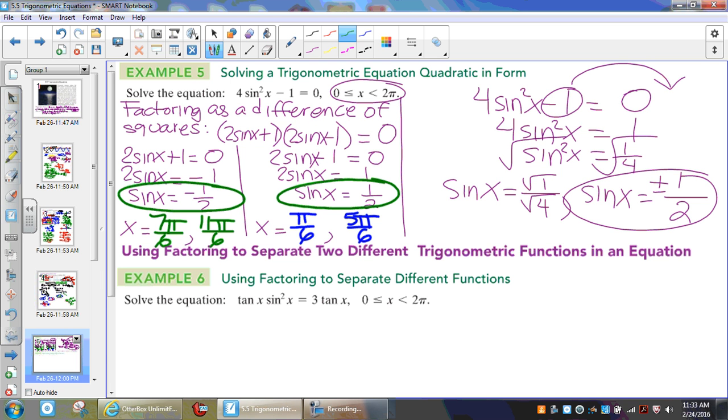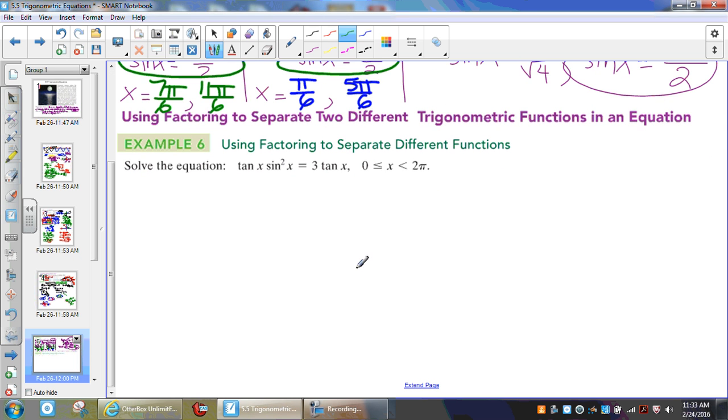You guys see? Okay. So, either way is fine as long as you don't forget, when you take the square root, that you have to include a positive and a negative. Okay? All right, next one. So we're going to use factoring on this one.